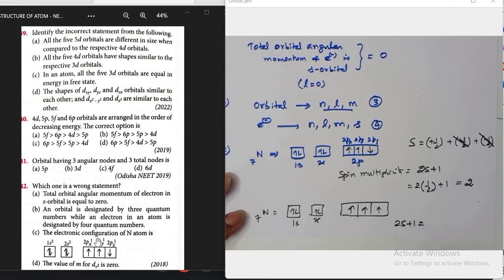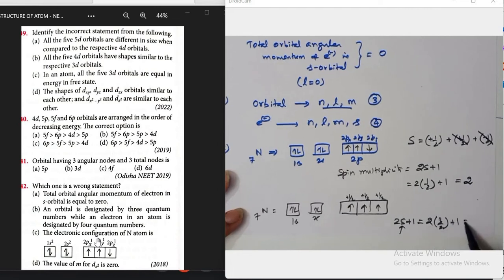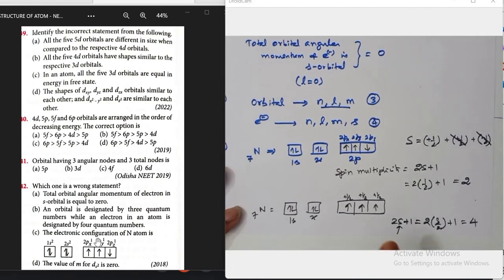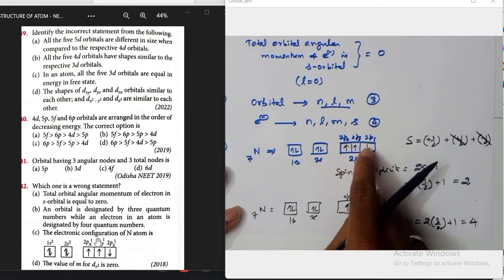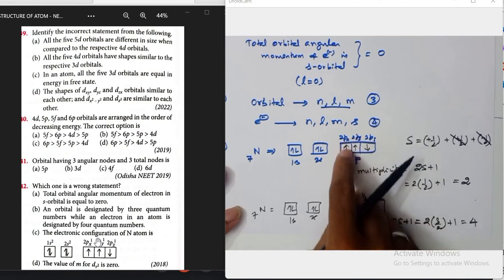2s plus 1 equals 2 into, now what's the value of s? This is plus half, this is plus half, this is also plus half. So if you add all 3, you'll get 3 by 2. So the spin value becomes 3 by 2, plus 1, the 2 cancels, and I'll get 4. So if electrons have the same spin in a subshell, in a given subshell, the spin multiplicity will be high. See here, 2 electrons have the same spin, another electron is given the opposite spin, therefore the spin multiplicity is less.